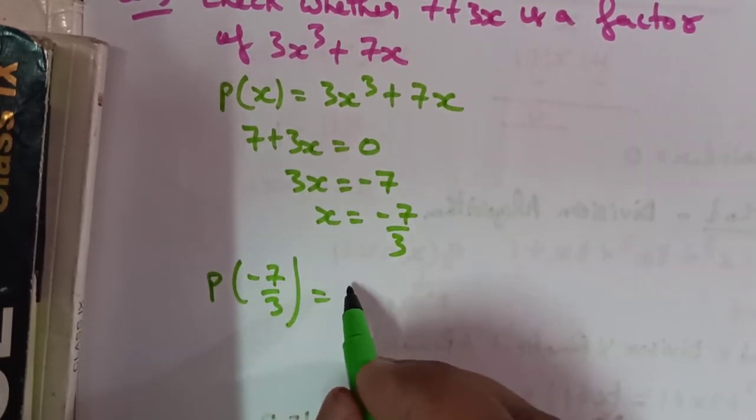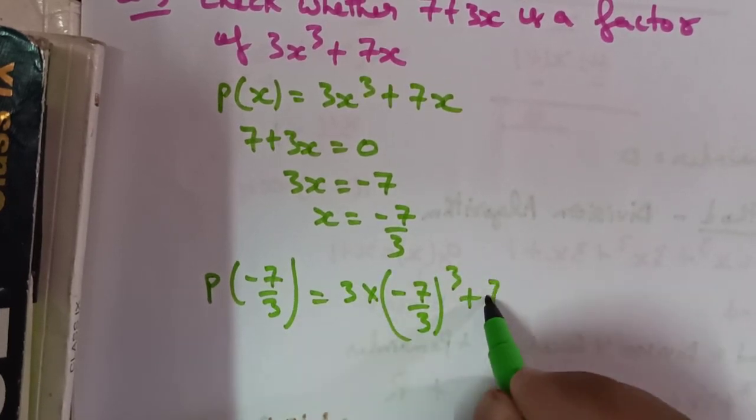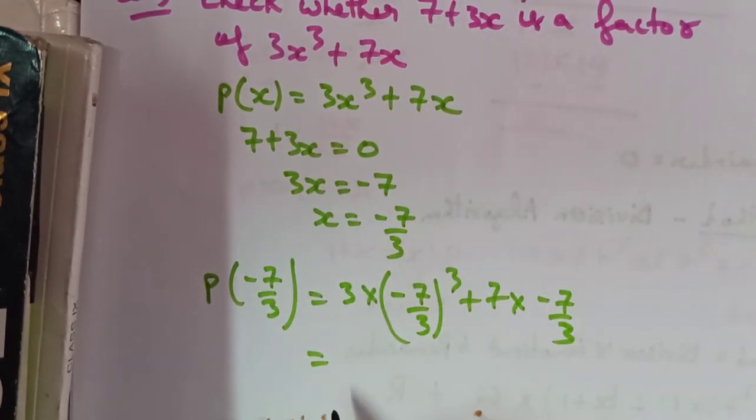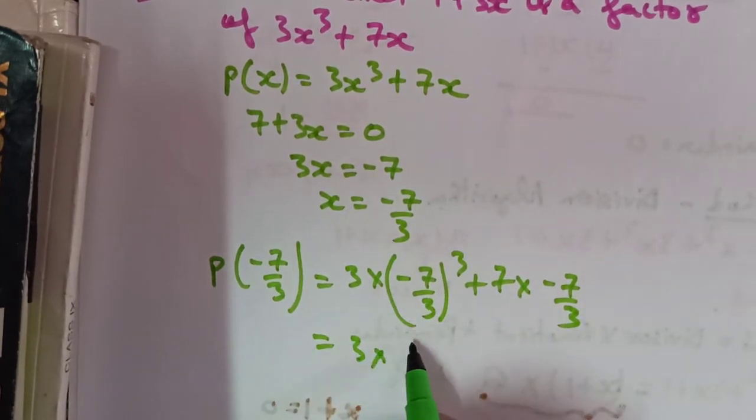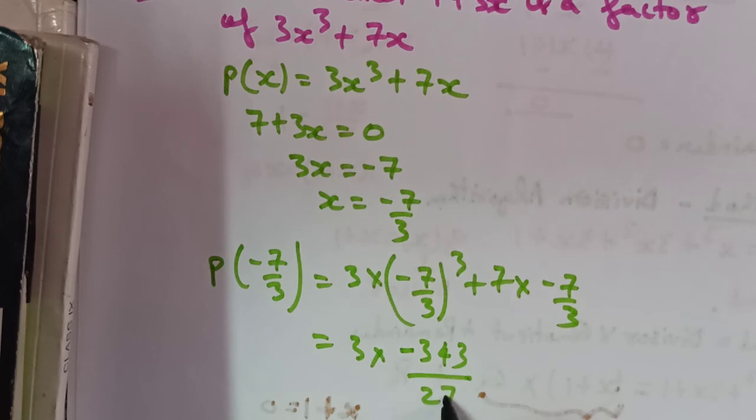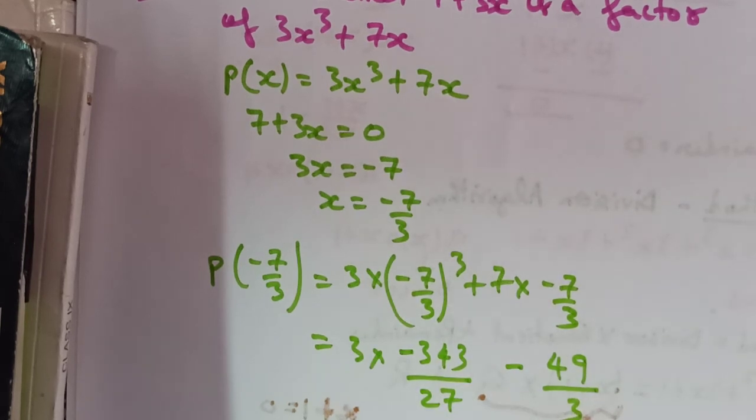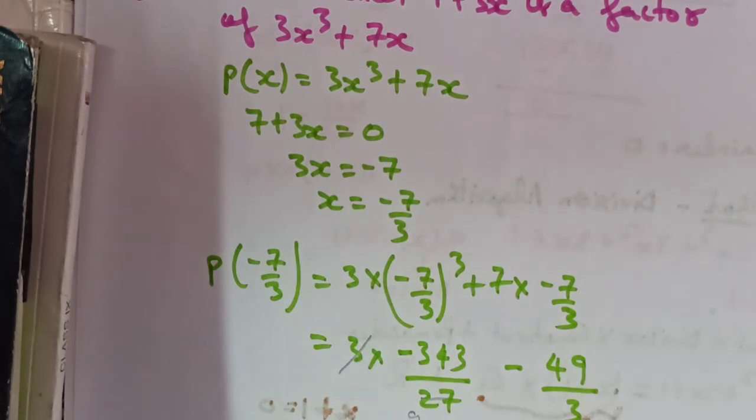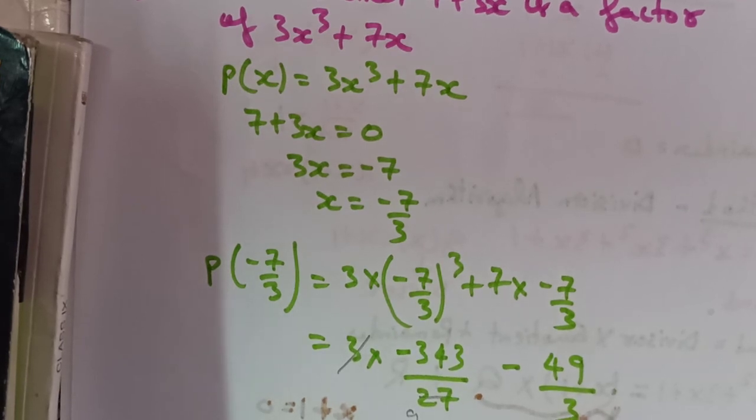So 3 times x cube will become 3 times minus 7 upon 3 whole cube, plus 7x, that is 7 times minus 7 upon 3. So it will be 3 times minus 7 whole cube, that will be minus 343 upon 3 cube is 27, plus into minus will be minus, 7 sevens are 49 upon 3. So now it can be simplified further. 3 nines are 27. So we have got the value as minus 343 upon 9 minus 49 upon 3.